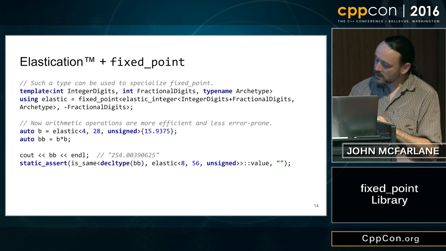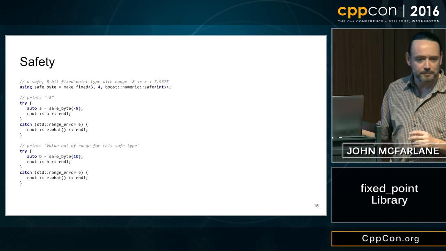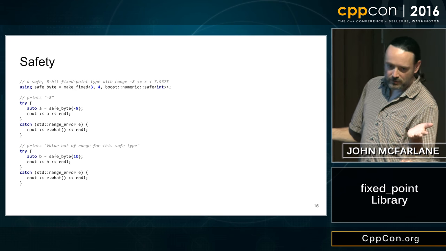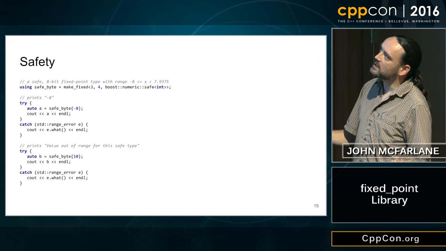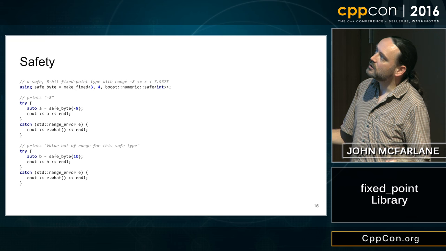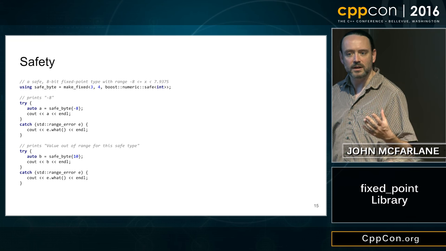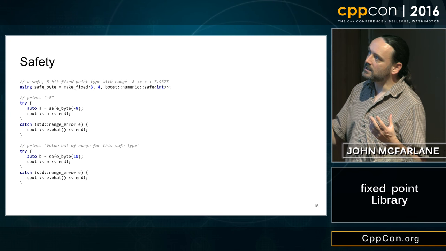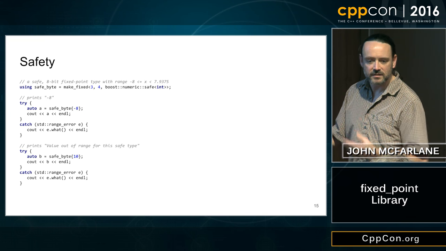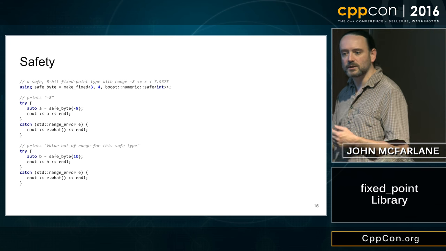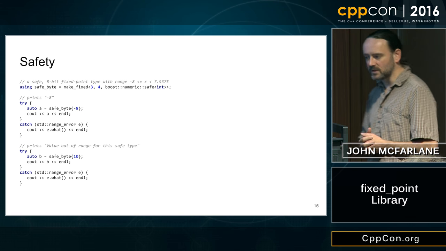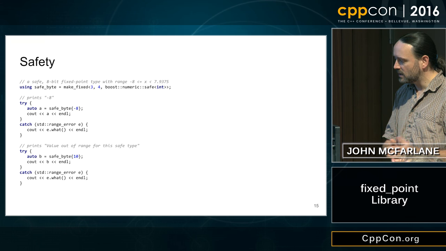And another one is Robert's safe numeric library, which, as I mentioned earlier, you can use to catch overflow and throw an exception. And I've started incorporating that into fixed point as well, so that you have much safer values. At that point, I need to hand over to Robert.